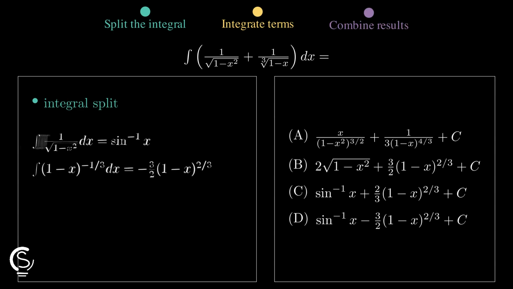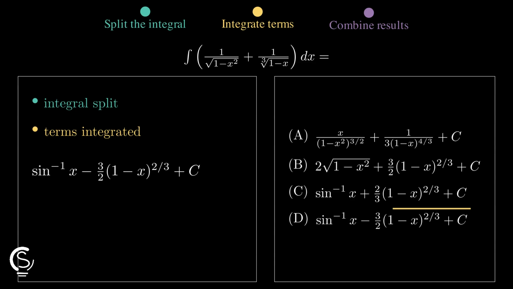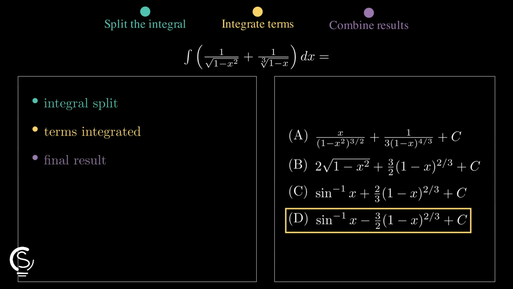Finally, we combine both results and add the constant of integration to complete the solution, matching our result with the given options. That makes option D our final winner.